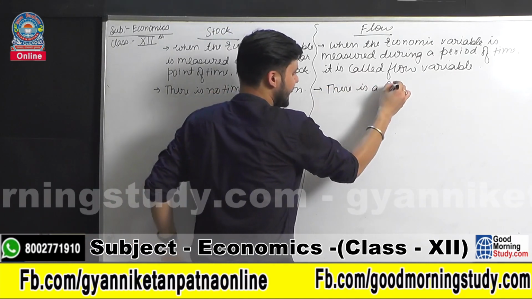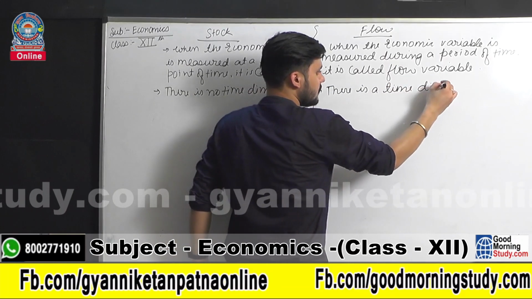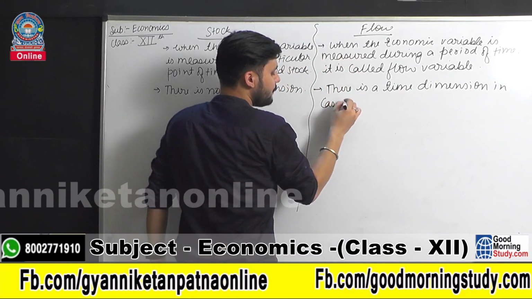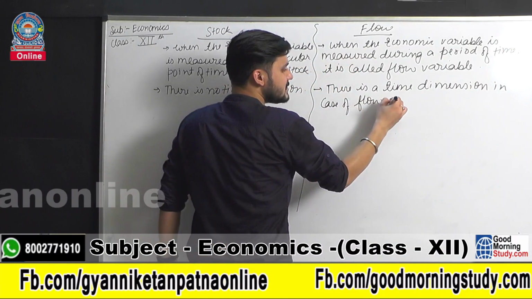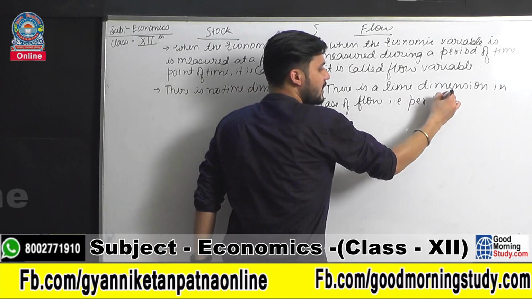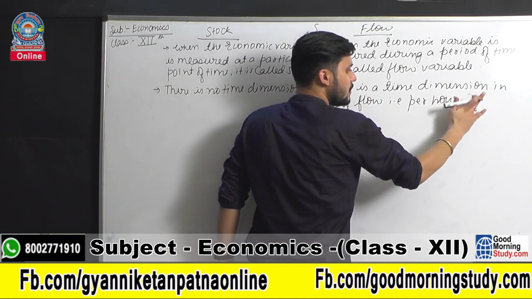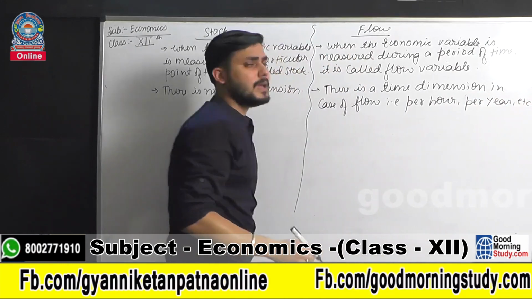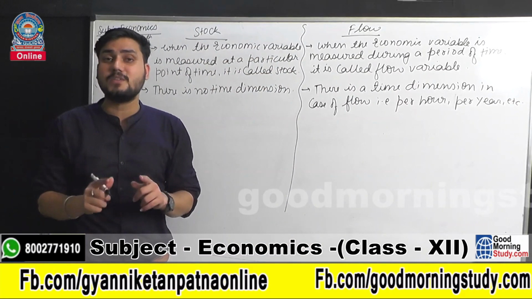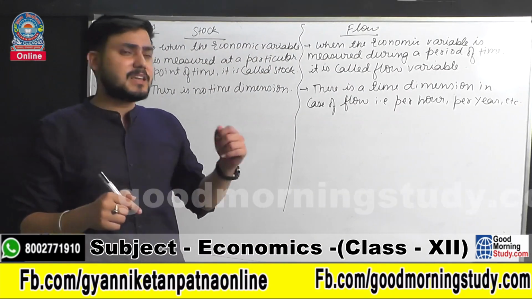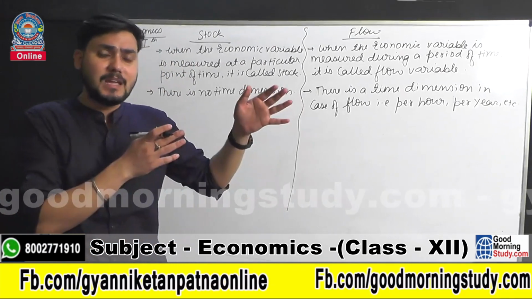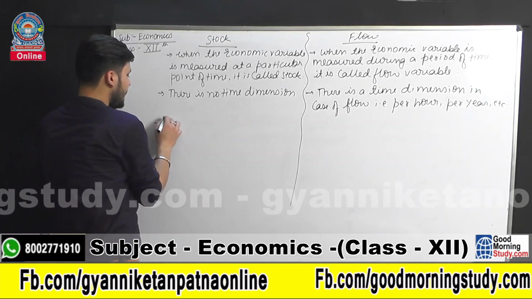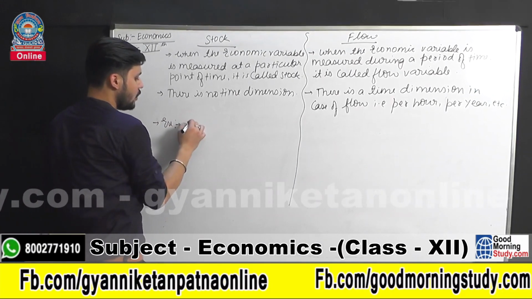There is a time dimension in case of flow. Time dimension means something like per hour, per year, etc. Okay. So in case of stock, there is no time dimension as the value is measured at a particular point of time, and in case of flow, there is a time dimension like per hour, per month, per day, per year.